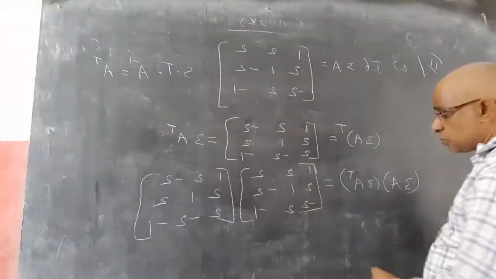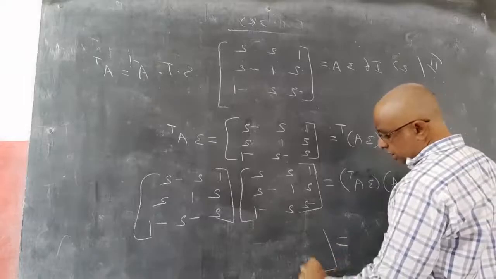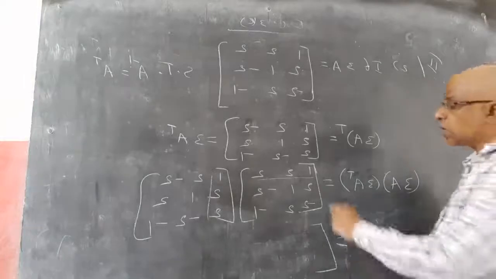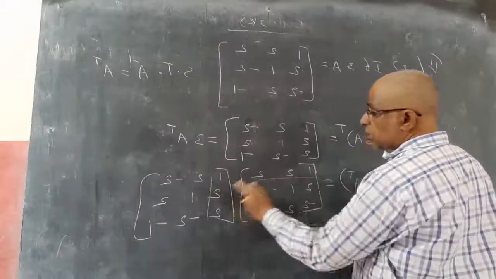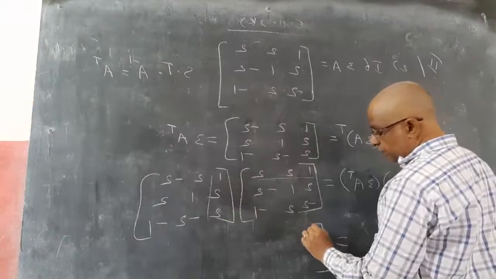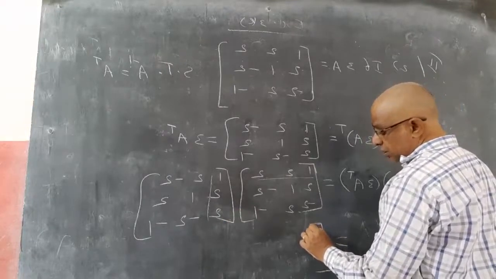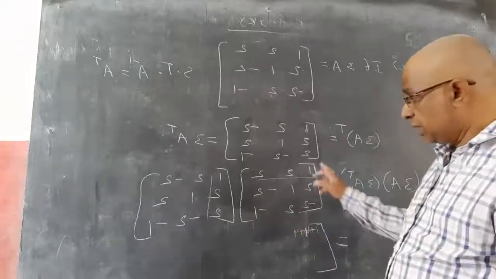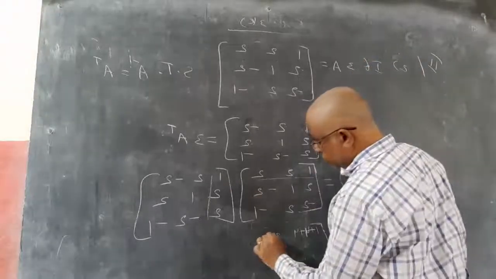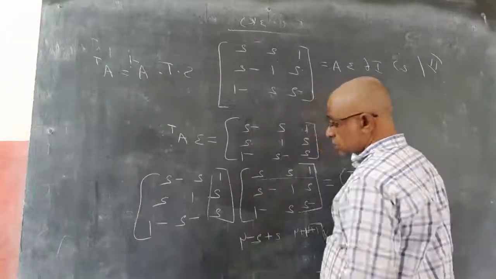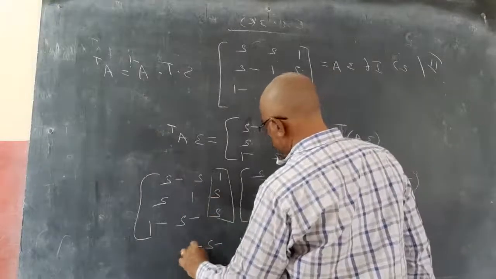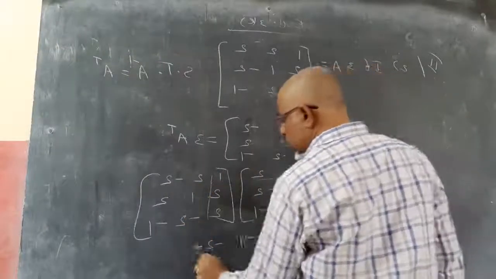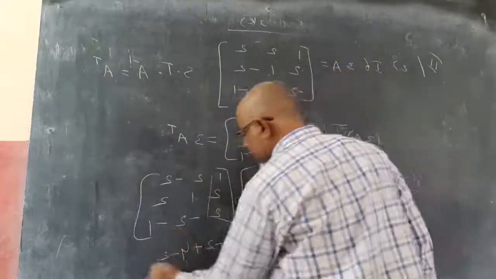Now find the product of the two. You know how to multiply two matrices. First row with first column: multiply the corresponding elements and add together. 1 plus 4 plus 4, 8 plus 1, 9. This is 9. Next, 1 into 2 is 2, plus 2 into 1 is 2, minus 4. Next, minus 2 plus 2. Then 1 into minus 2 is minus 2, 2 into 2 is plus 4, next 2 into minus 1 is minus 2.